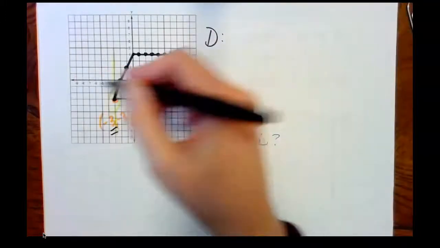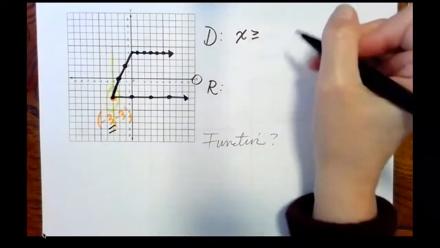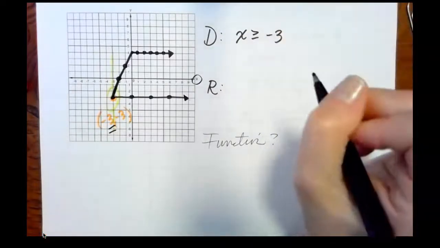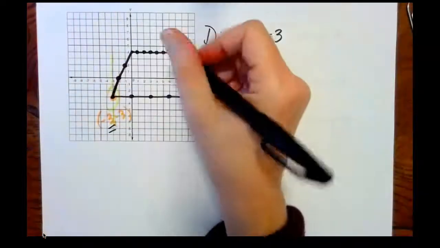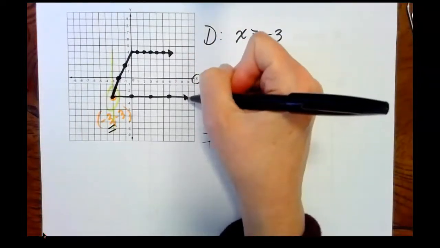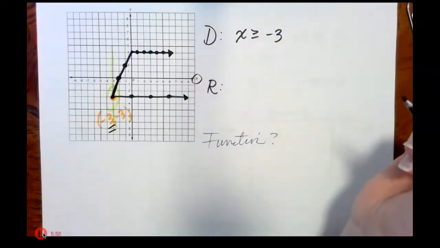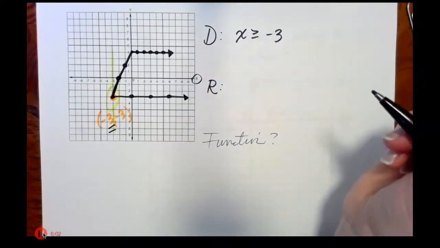Remember, the domain is all about the x-axis. So x is greater than or equal to -3, because this is going to the right forever and again to the right forever. So that's our domain. Now, what is our range?